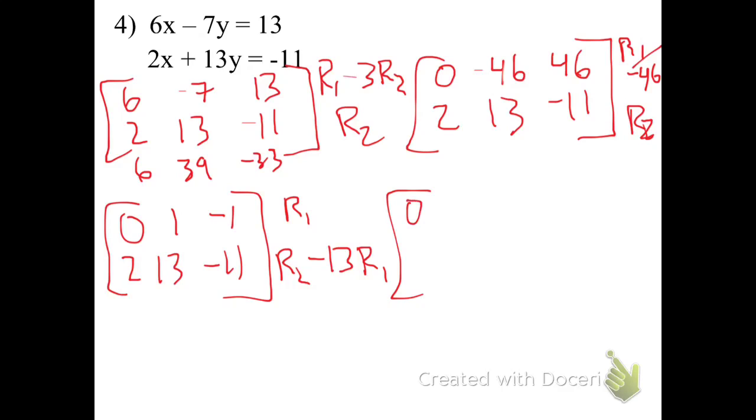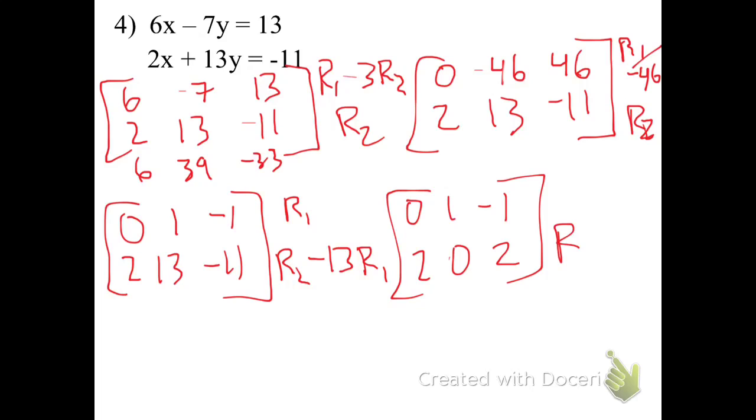Row 1 gives you 0, 1, -1. 2 minus 13 times 0 is just 2. 13 minus 13 times 1 is 0. And then we got -11 minus -1 times 13. Well, -1 times 13 is -13. So we're subtracting -13. That's the same thing as adding 13. -11 plus 13 is 2.